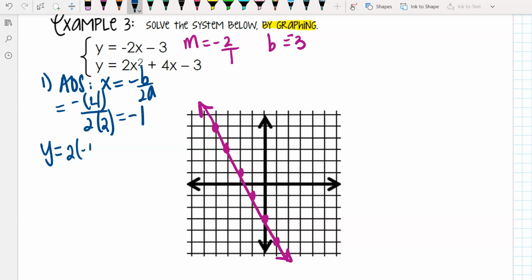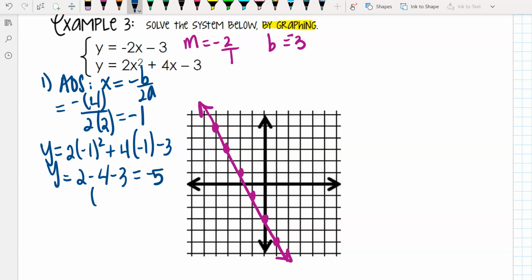So 2 times -1 squared plus 4 times -1 minus 3. So y here is 2 minus 4 minus 3. 2 minus 4 is -2. Minus 3 is then -5. So my vertex would be at -1, -5. See, 1, 2, 3, 4, 5. And my AOS is right here.